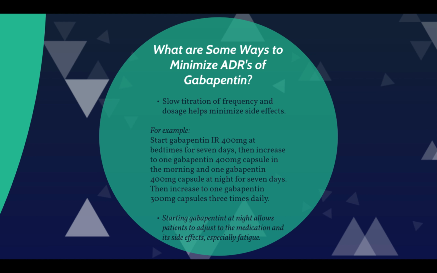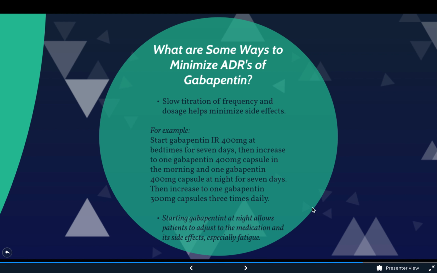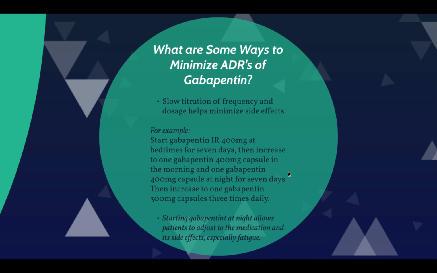The first way we can minimize it is to slowly titrate the frequency and dosage. For example, first of all, we're going to start him off on gabapentin 400 milligrams just at bedtime for about a week. Then we're going to increase that one dose of gabapentin to 2 doses of 400 milligrams, but he's going to take 1 in the morning and 1 at night. After another 7 days has passed, we're going to increase his dose of gabapentin to 300 milligrams 3 times daily. In order to help minimize the effect of gabapentin for this patient, we're going to start it at night, which would allow him to adjust to the medication and its side effects, especially the fatigue that he can experience.